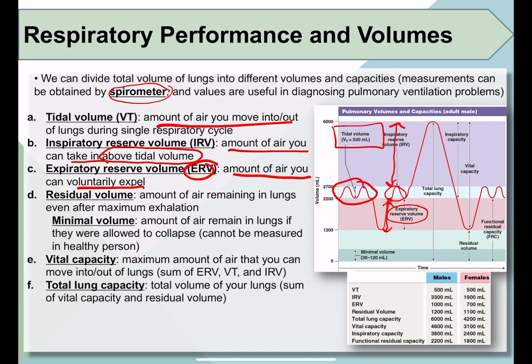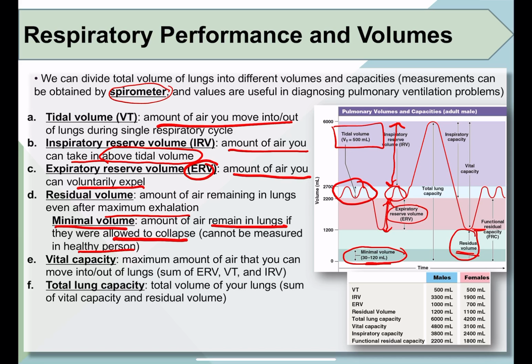Now, residual volume is the air that remains in your lungs even after maximum exhalation. We can never get rid of this residual volume due to a reflex that we'll learn at the end of the chapter called the Hering-Breuer reflex, which has to do with how much we can exhale. But we can never go below this volume because that's the way our lungs work. Our lungs cannot be collapsed. If you were to breathe out this residual volume completely, your lungs would end up collapsing, and that's not a good sign. There's also another volume down here called the minimal volume, which is an amount of air that remains in your lungs even if they were allowed to collapse. Meaning that if they were collapsed, there's still that tiny bit of air inside your lungs. This volume can never be measured in a healthy person unless they're dead.